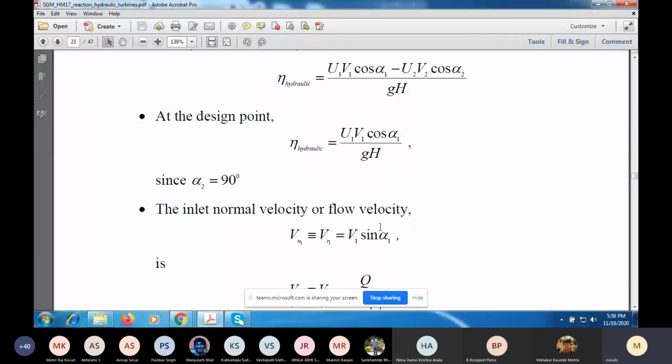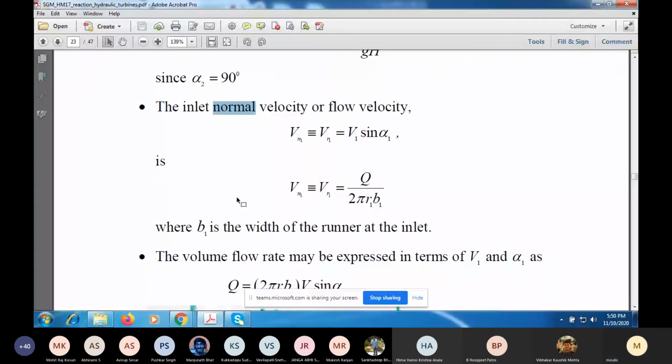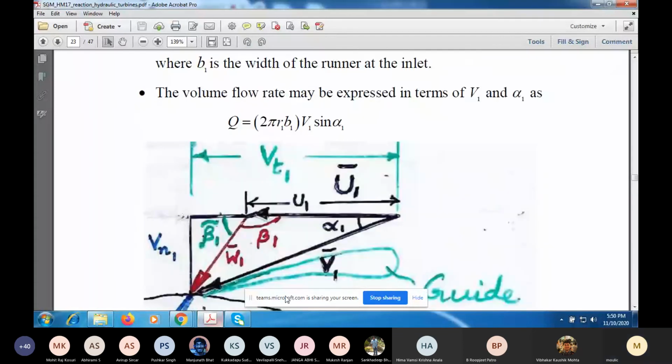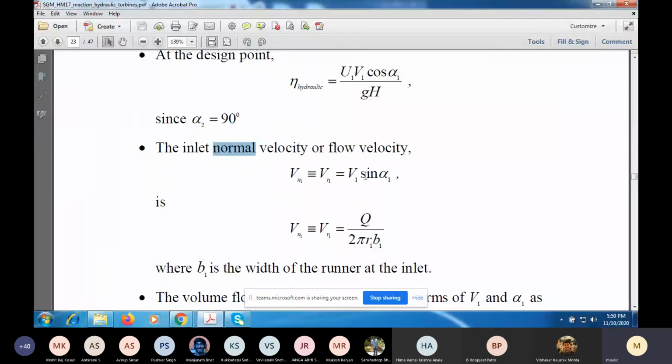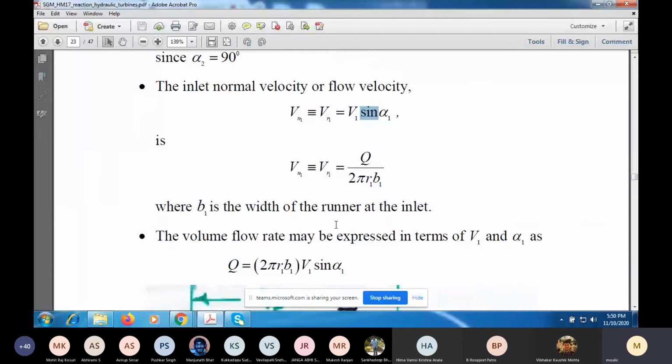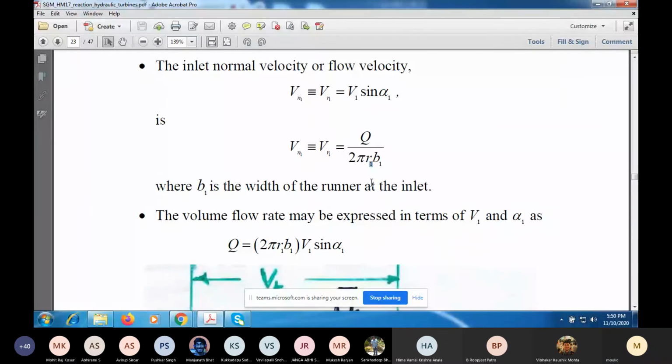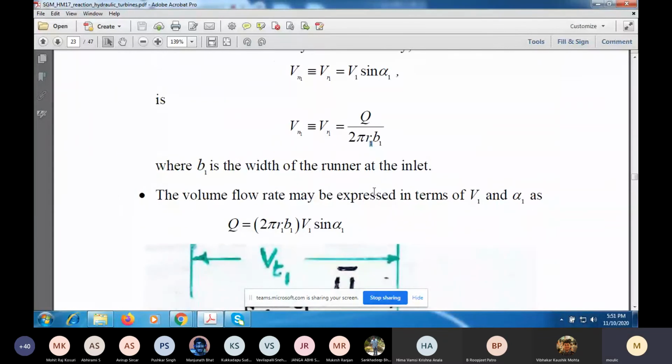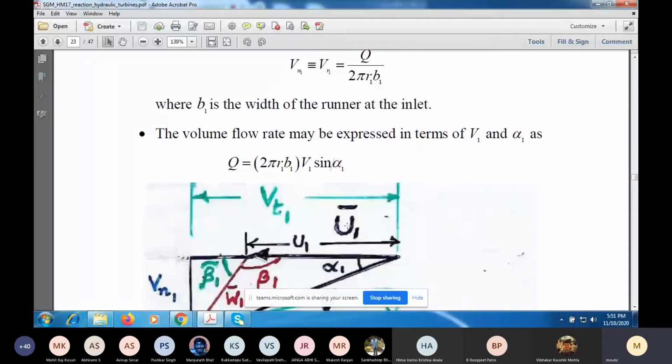u1 V1 cos alpha 1 by gH. And if you want to look at the inlet normal velocity from this view, it will be controlled by Vn1 or Vr1, which is V1 sin alpha 1. And this Vn, you know, is Q, the flow rate, by 2 pi R1 b1. So the volume flow rate, if you wish, you can express in terms of V1 and alpha 1 as Q equal to 2 pi R1 b1 multiplied by V1 sin alpha 1. So this might be useful for solving problems. So I've given you all the relevant equations.